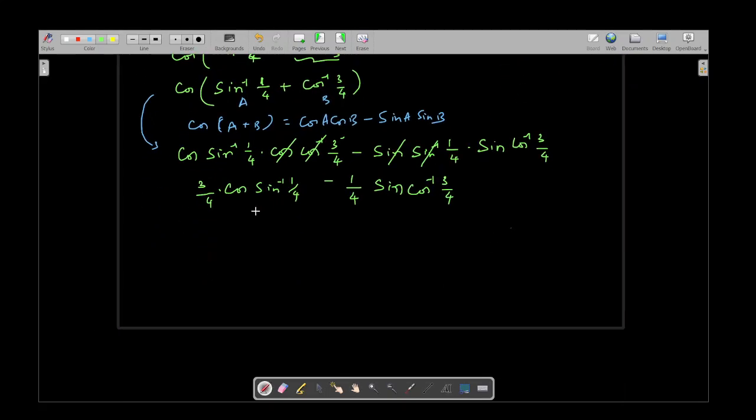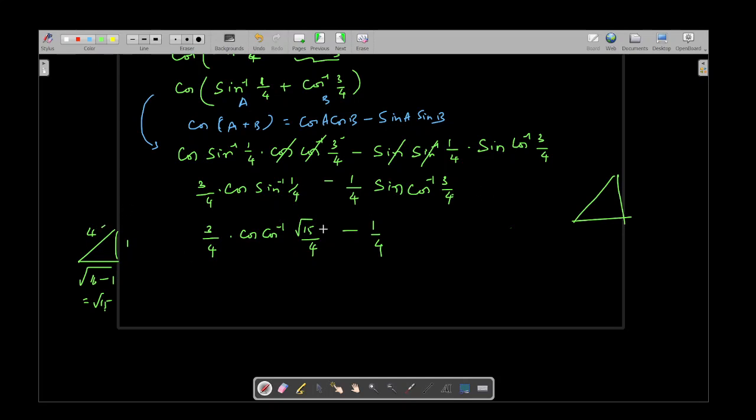Now for this I'll write a triangle here. Sine is opposite by hypotenuse. This is square root of hypotenuse square 16 minus this square 1, so this is root 15. So what I can do here is 3 by 4 cos of inverse of root 15 by 4, because adjacent is root 15, hypotenuse is 4, minus 1 by 4, and I have to apply a different triangle for this function.